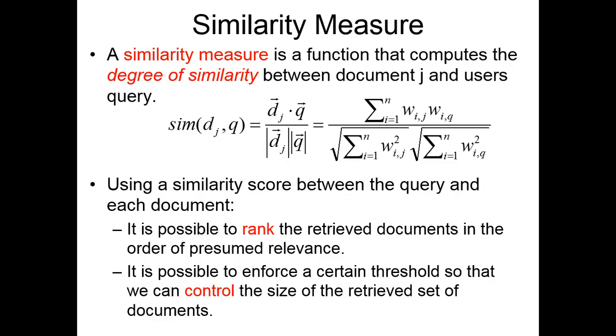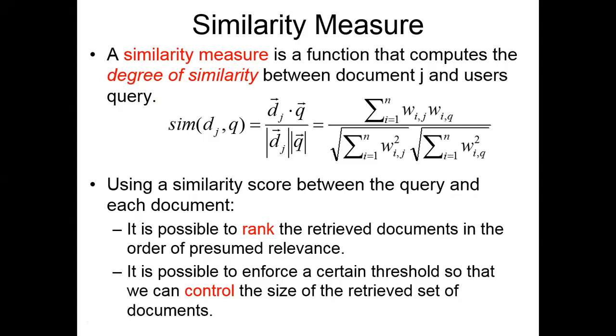How do we calculate cosine similarity? We try to find the summation of terms in the document multiplied with terms in the query. I is representing the term, J is representing the document, I is representing the term, Q is representing the query. So take every term in document J, multiply with every term in the query.